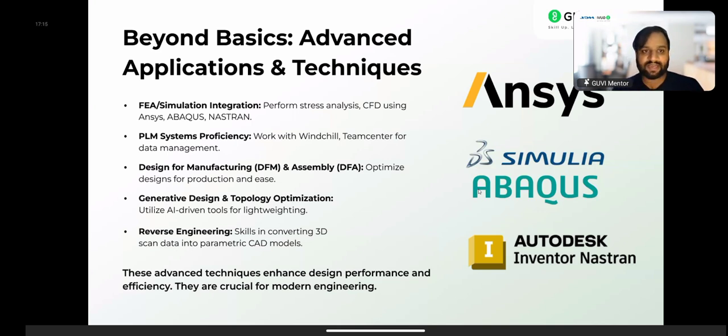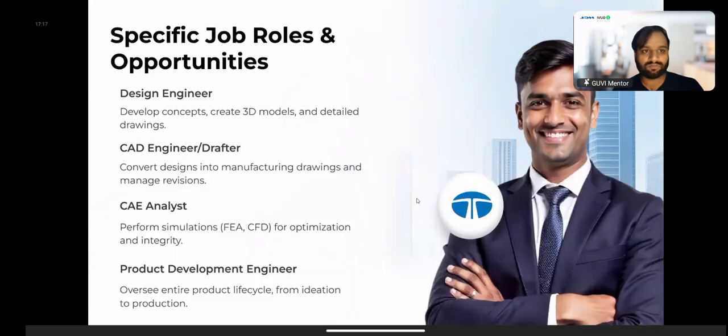Moving on to the next slide. Now here comes what someone asked in the chat box: specific job roles and opportunities for a design engineer. As a design engineer, here are the four positions which I listed. For example, as a design engineer, you can develop. Please go back to the previous slide. Wait a minute.